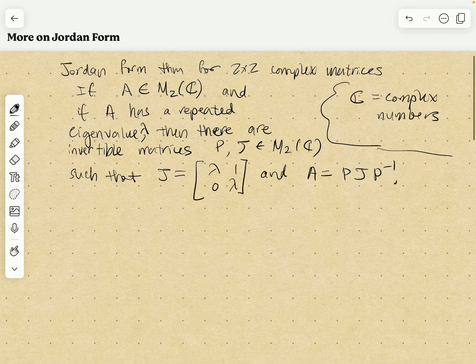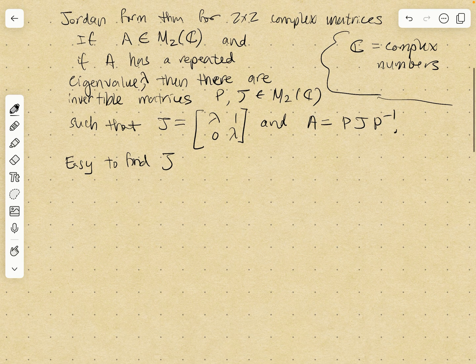Well, the idea is, it's easy to find J. By the way, this is for a 2x2 complex matrix. For n by n, there is a Jordan form theorem, but the statement is more complicated, and it's much more complicated to find J. So in this whole discussion, we're talking about the case of n equals 2, 2x2 complex matrices. So it's easy to find J, but what about P?